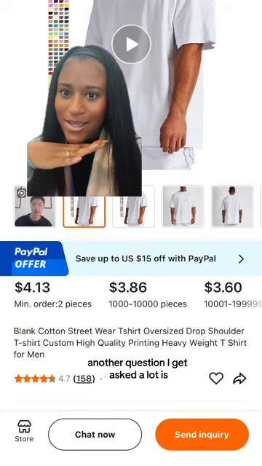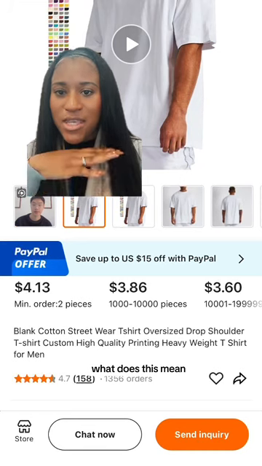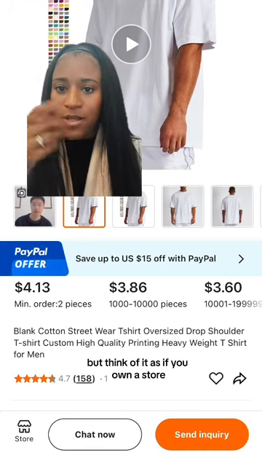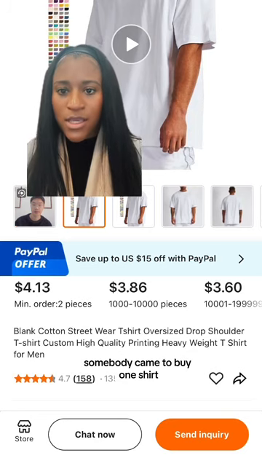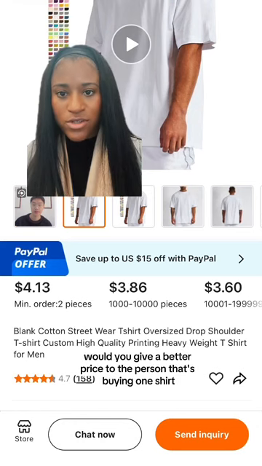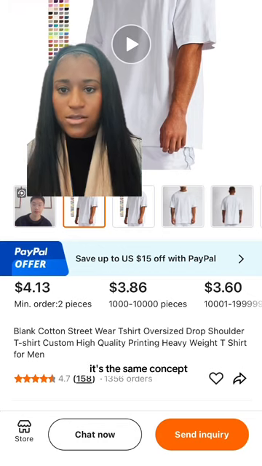Another question I get asked a lot is why are the prices different? What does this mean? It's confusing. I can understand why it is confusing, but think of it as if you owned a store, somebody came to buy one shirt or somebody came to buy your whole store. Would you give a better price to the person that's buying one shirt or to the person that's buying out your whole store? It's the same concept.